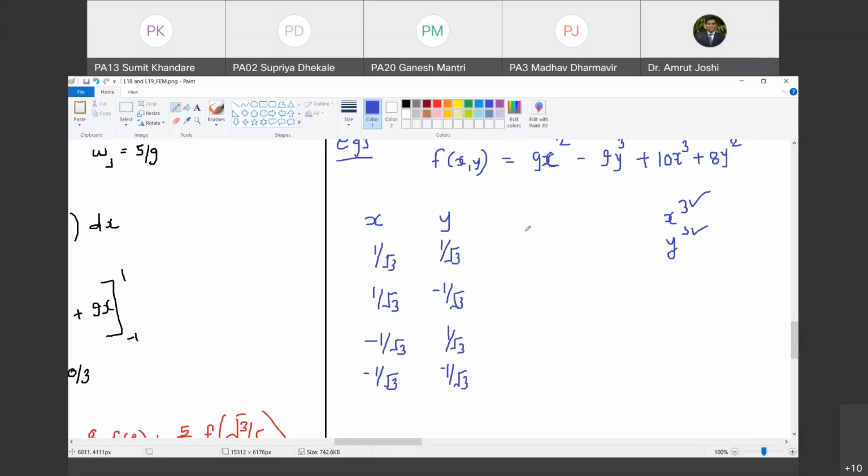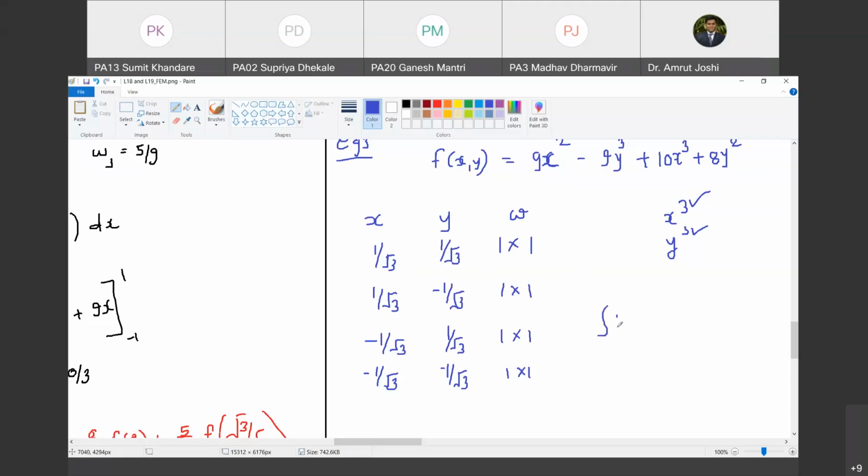Yes, sir. Now, what will be the weight accompanied with this? So when x is equal to 1 by root 3, weight is 1. When y is equal to 1 by root 3, weight is 1. So the resultant weight is 1 into 1. Happy? Yes, sir. Similarly, when x is equal to 1 by root 3 and y is equal to minus 1 by root 3, weight is 1 cross 1. Everywhere it is going to be the product of 1 into 1, because with each point, if it is integration with reference to a single variable, the weight associated is 1. Happy? Yes, sir.